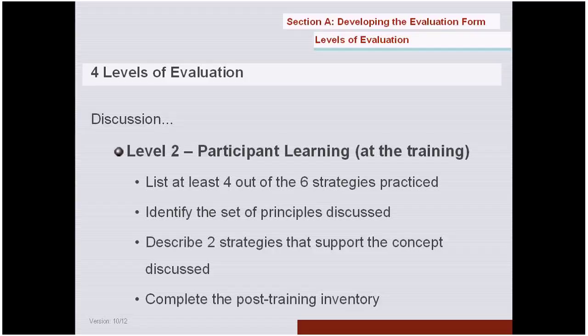Listed on the screen are examples of how you might phrase statements that offer participants the opportunity to articulate what they learned about. For instance, list at least 4 out of the 6 strategies that you practiced. Identify a set of principles that were discussed. Describe 2 strategies that support a particular concept that you had covered in the training. And maybe even complete a post-training inventory. These various methods for this level could be lists, descriptions, comparisons, narratives, and inventories. All of those mean that you're asking them to write something.